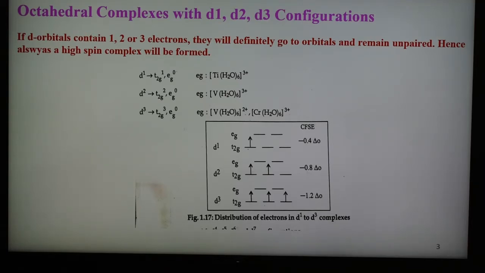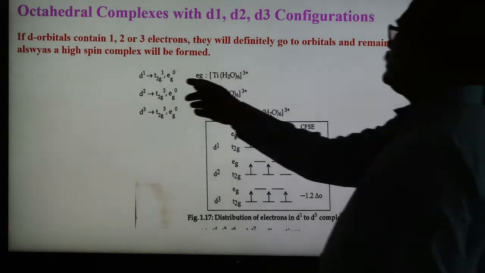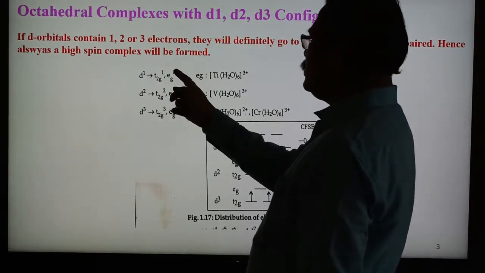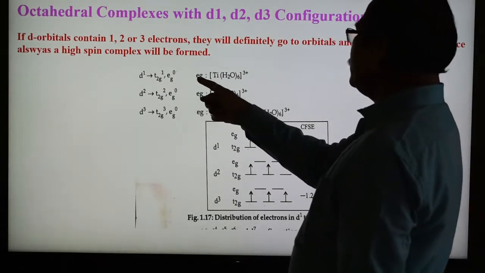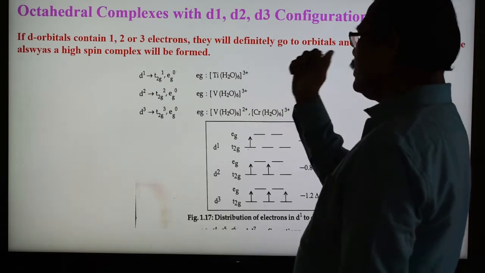So if there are 3 electrons, each orbital has 1 electron, and there are 3 orbitals in the lower energy set, therefore t2g has 3 electrons, all unpaired, and they always show high spin complexes. The electronic configurations of d1, d2 are shown here. In the case of d1, d means the d orbital has 1 electron: t2g1, eg0, because the electron first goes to the t2g. So t2g1, eg0. An example of d1 is the hexaaquatitanium(3+) complex.